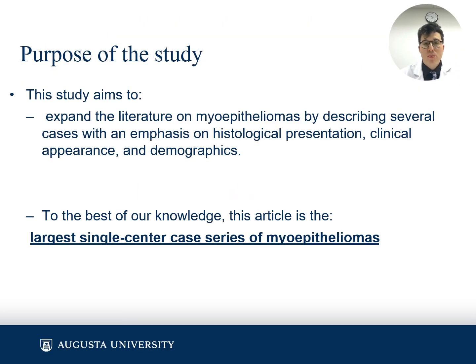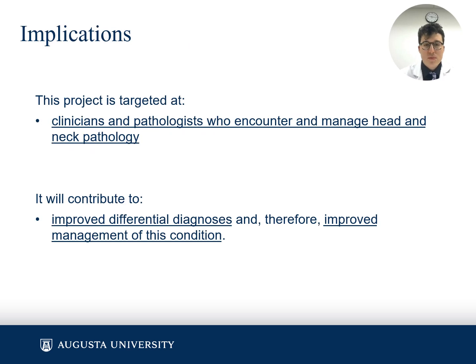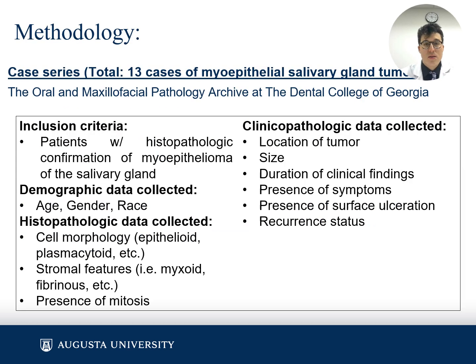This is a very rare tumor, making up only 1 to 1.5% of all benign salivary gland tumors. Due to this, there are many individual case reports, but very few case series or reviews, especially of this magnitude. The value of this article really lies in the scope of our data set and the clinical pathologic overview it's able to provide. To the best of our knowledge, this is the largest single center case series of myoepitheliomas. This project is targeted at clinicians and pathologists who encounter and manage head and neck pathology, and we hope it'll contribute to improved differential diagnoses and patient outcomes.